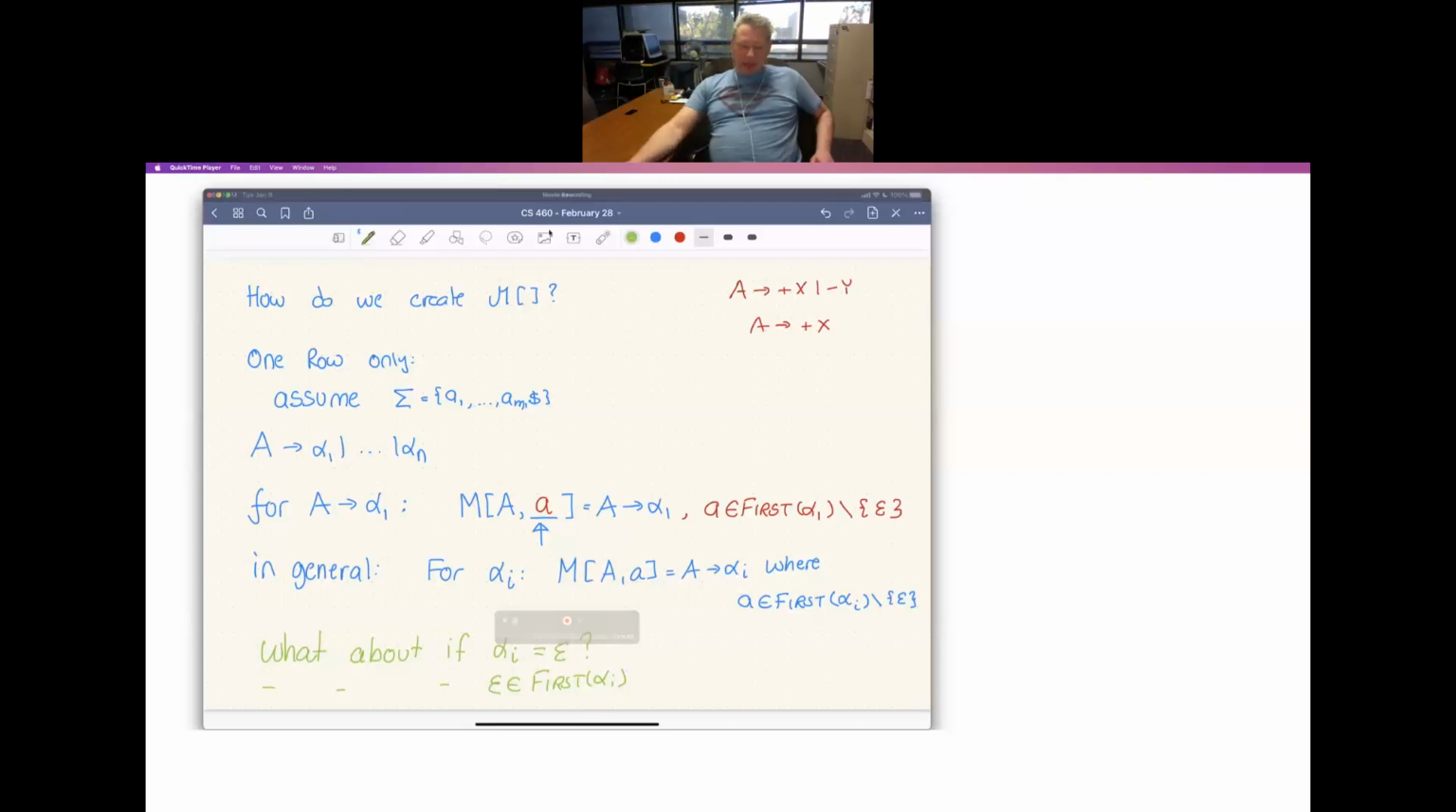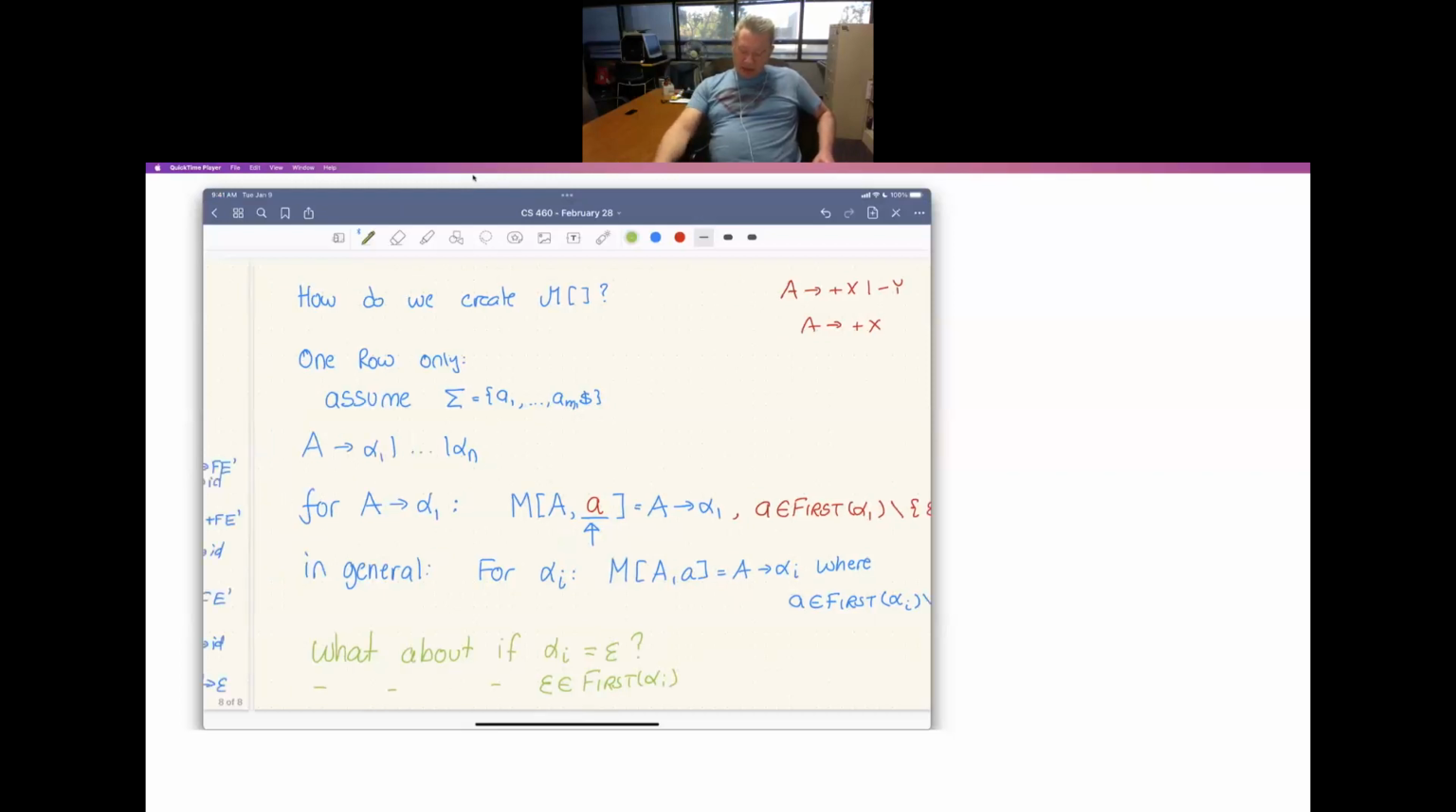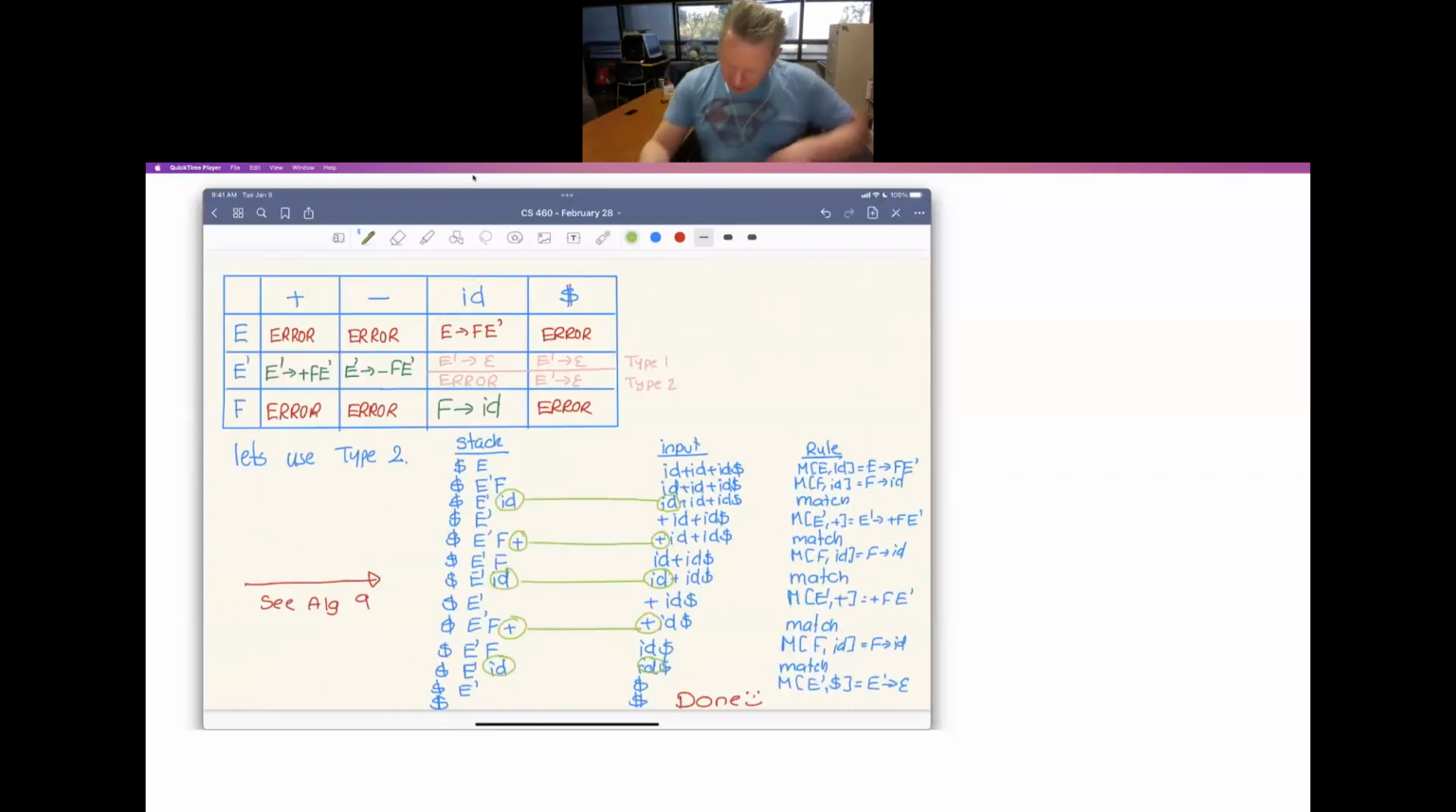We have looked at the situation of alpha I equals epsilon, and we took one of two options here, and this is actually the type 2 one is the better option because it's easier to formulate and it's more precise. So what we said in that case was, right, if the right hand side is epsilon, then you can put that epsilon rule into any of the columns in which that column's terminal is in the follow set of the left hand side.